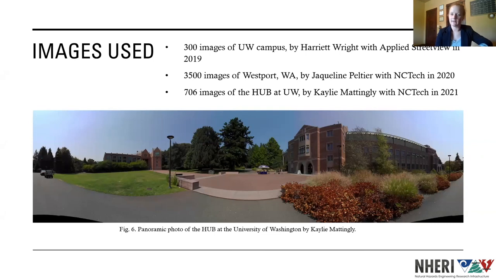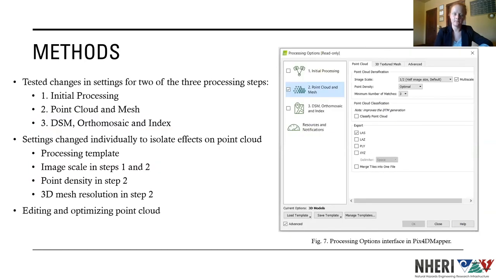And then finally, I wanted to collect some of my own data to try with my workflow. So I took 700 images of the hub building at UW with the NC Tech on my backpack. And just to give you an idea of what my data looks like, this right here is one of the photos that I took, one of 706 photos that I took of the hub at the University of Washington.